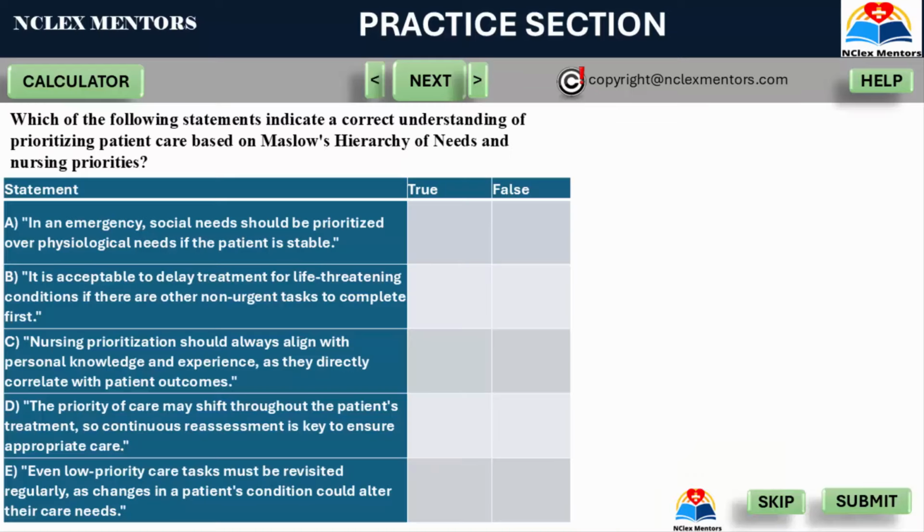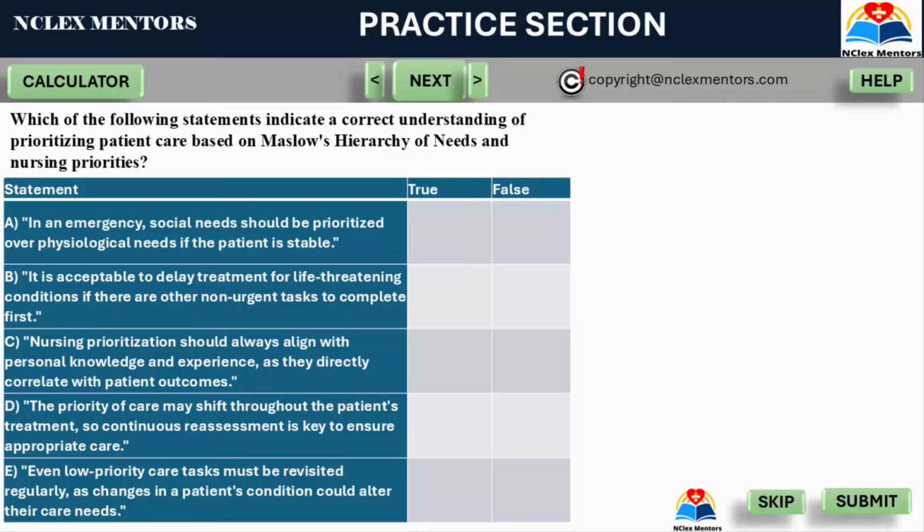All right, let's dive into a matrix-type question this time. Are you ready? Let's go. Which of the following statements indicate a correct understanding of prioritizing patient care based on Maslow's hierarchy of needs and nursing priorities? Take a deep breath. Here are your statements. Statement true/false.